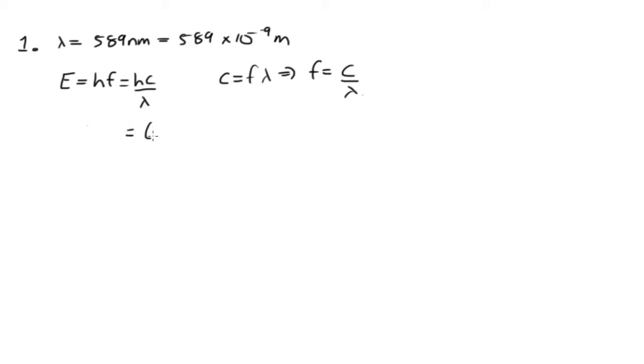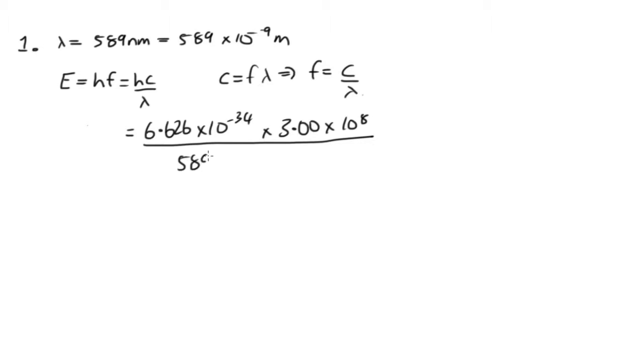So we've got h is equal to 6.626 times 10 to the minus 34. c, the speed of light, is 3 times 10 to the 8. And lambda we know is 589 times 10 to the minus 9. So solving this on the calculator, we get 3.37 times 10 to the minus 19 joules, which is fine as an answer, but considering the amount of energy this is, it's probably better to give it in electron volts.